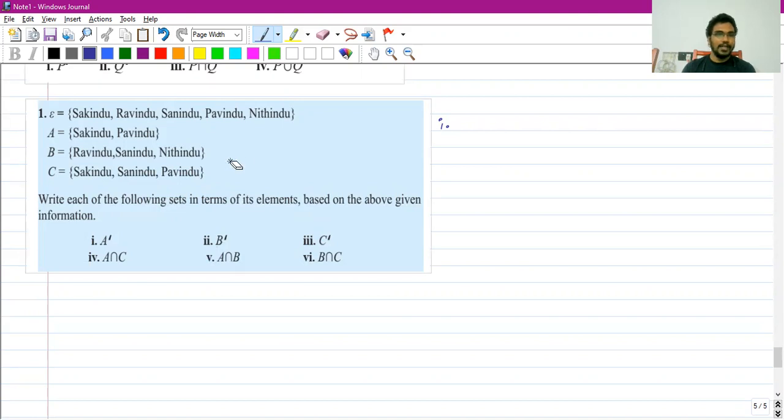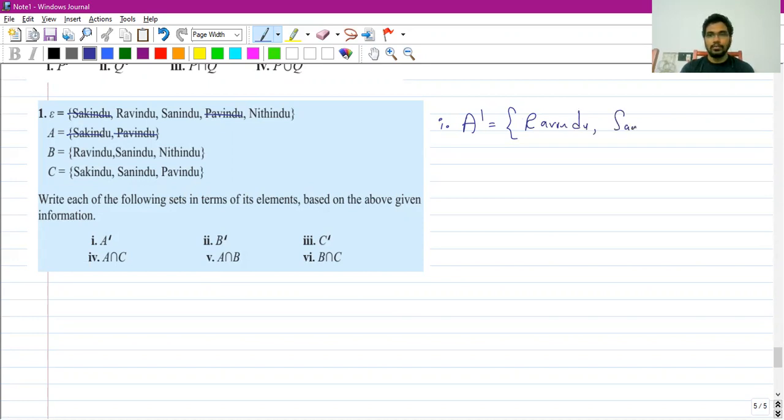However, try to understand it well. Write each of the following sets in terms of its elements based on the above given information. We have to write A dash, or the complement of A. First see what the elements that belong to A are: Sakindu and Pavindu. We'll take out Sakindu and Pavindu and write the other names: Ravindu, Sanindu, Nitindu. So this will be the complement of A.